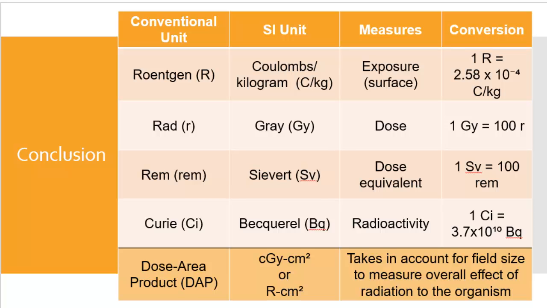We also learned about the dose area product, or DAP, a means to take the field size into account to measure the potential overall effects of radiation to an organism. The DAP is usually represented in grays per centimeter squared or roentgens per inches or centimeter squared. Dose area product incorporates field size into its measurement to account for collimation or lack of it.